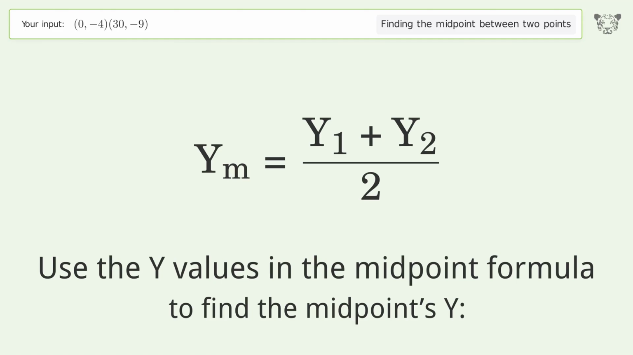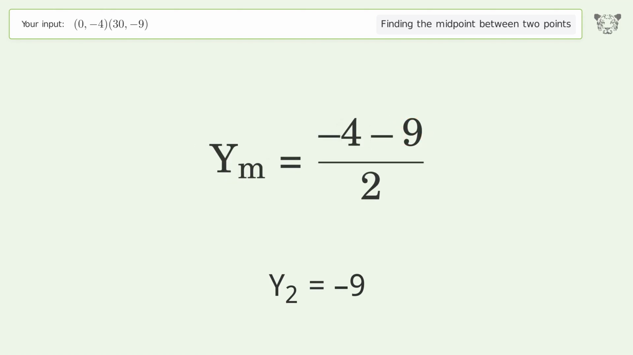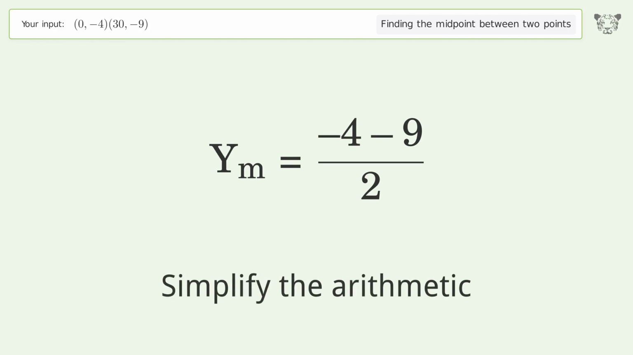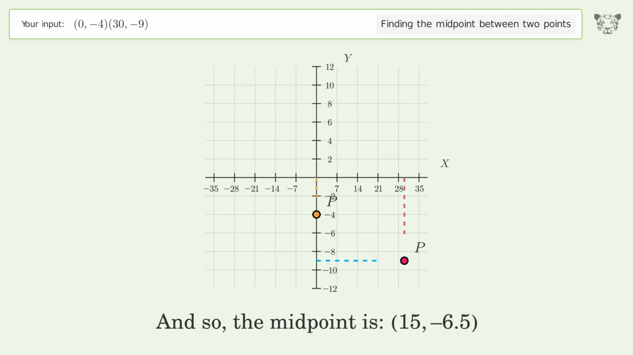Use the y values in the midpoint formula to find the midpoint's y. y1 equals -4. y2 equals -9. Simplify the arithmetic. And so, the midpoint is 15, -6.5.